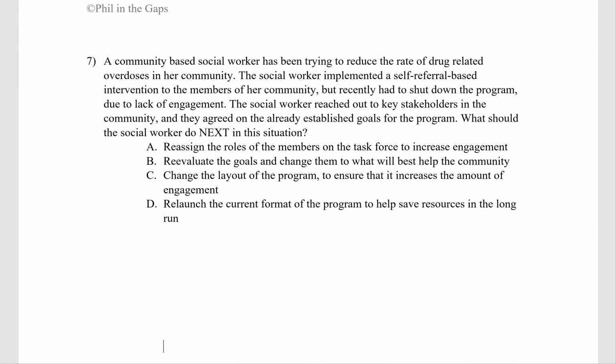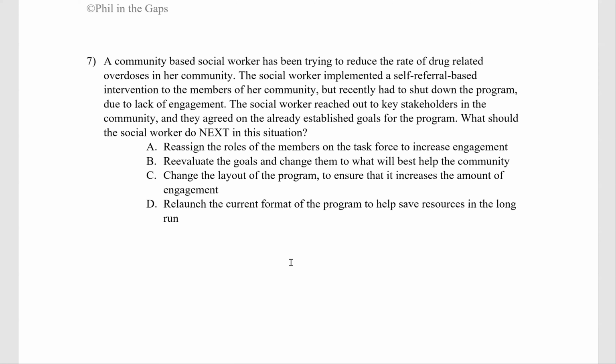Question 7. A community-based social worker has been trying to reduce the rate of drug related overdoses in our community. The social worker implemented a self referral based intervention to the members of her community, but recently had to shut down the program due to lack of engagement. The social worker reached out to key stakeholders in the community and they agreed on the already established goals for the program. What should the social worker do next in this situation?